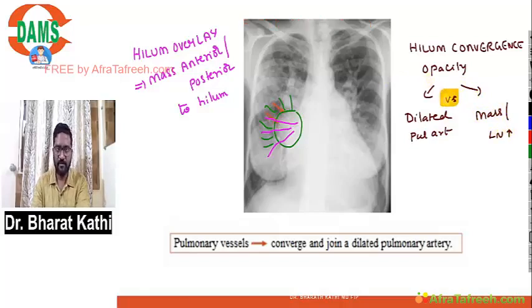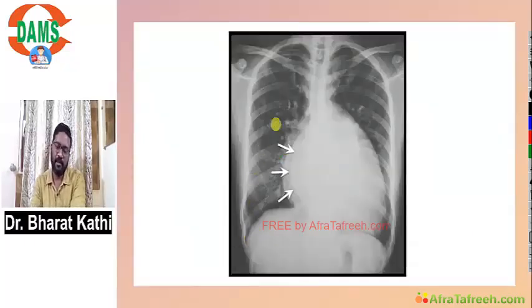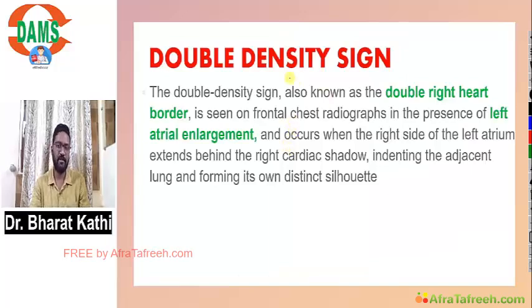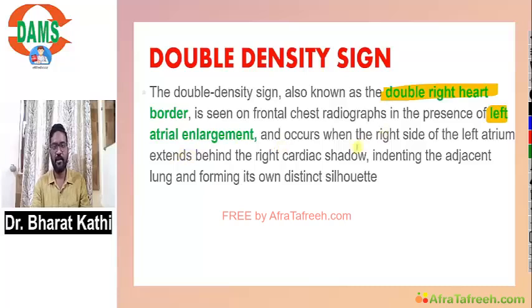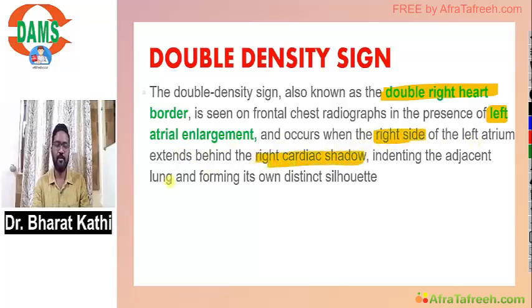So this is the simple logic of hilum overlay and hilum convergence. Then in a few situations you will get a double density sign. This is called the double density sign. It is also called the double heart border. It is seen on frontal chest radiographs in the presence of left atrial enlargement and occurs when the right side of the left atrium extends behind the right cardiac shadow, indenting the adjacent lung and forming its own distinct silhouette.